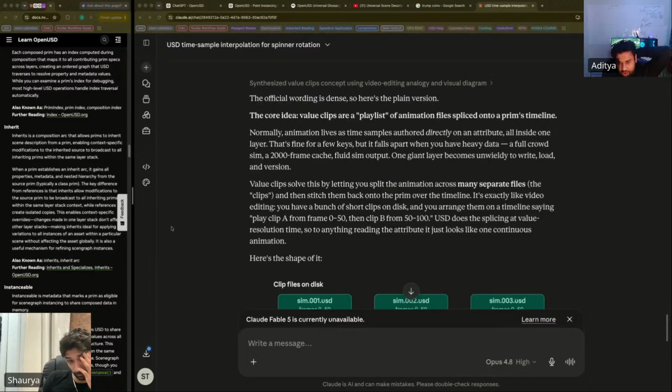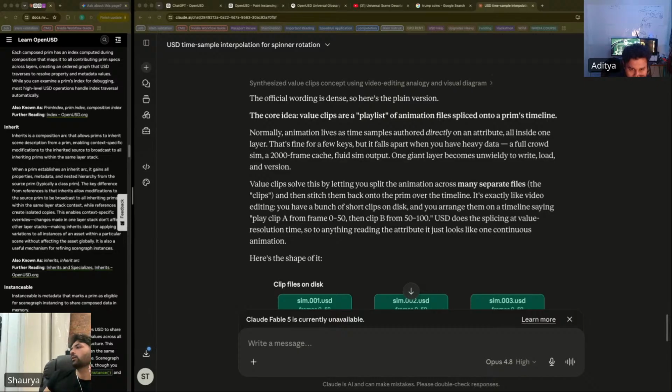What do we have over here? The official wording is so dense. So here is the plain version. The core idea: value clips are a playlist of animation files spliced onto a prim's timeline. Okay, so it's basically a playlist of animation files.